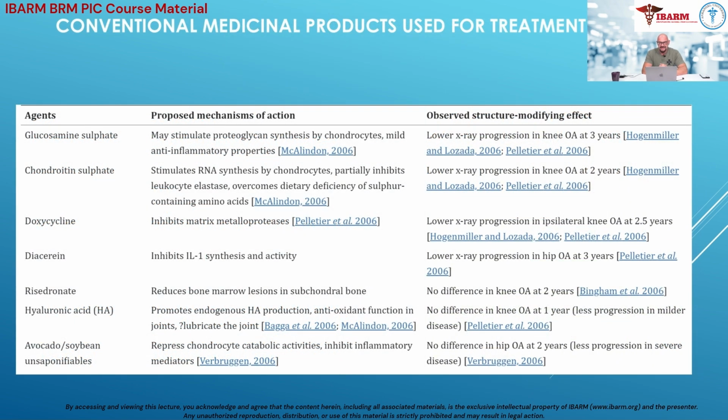We're going to talk about the conventional medicinal products that are used for treatment of osteoarthritis. And you can see the table in front of you together with the name of the agents, the proposed or known mechanism of action, and what the evidence is behind it. Well, let's elaborate a bit about it.